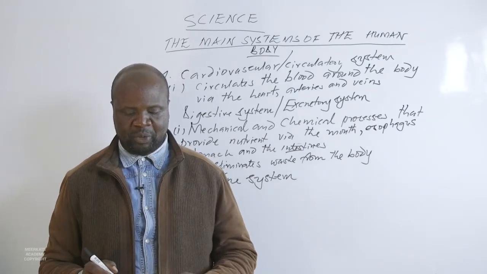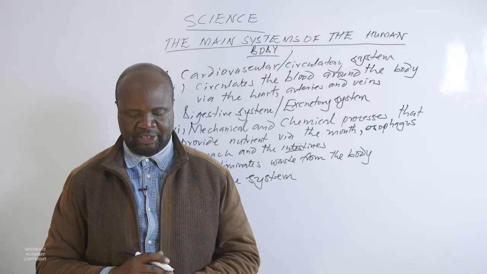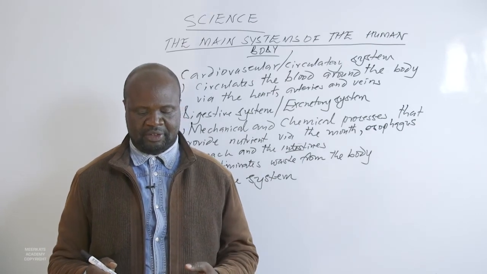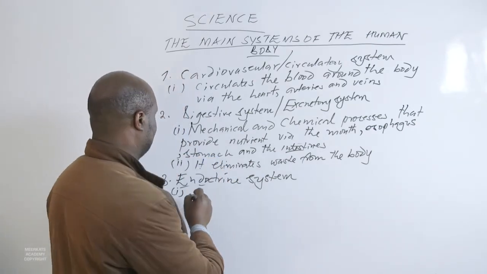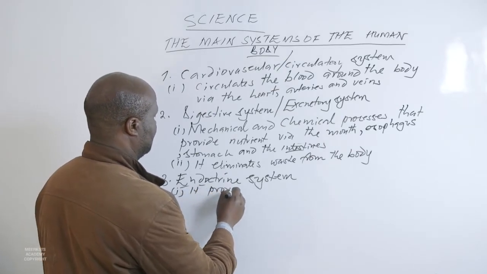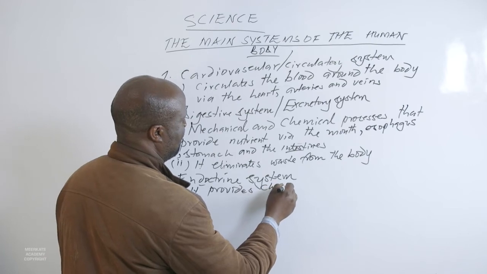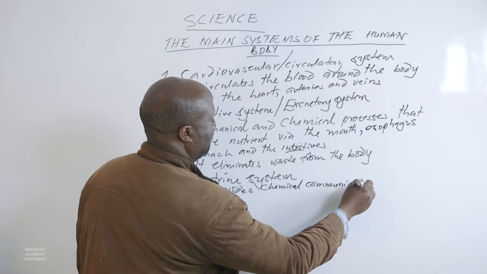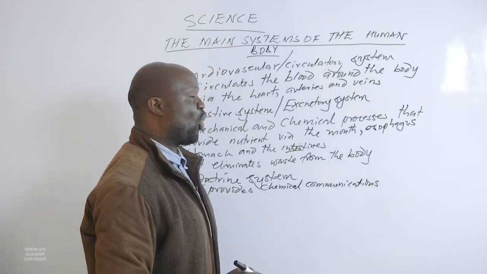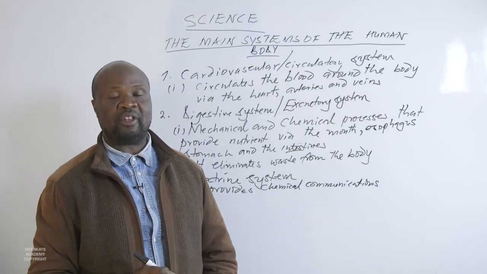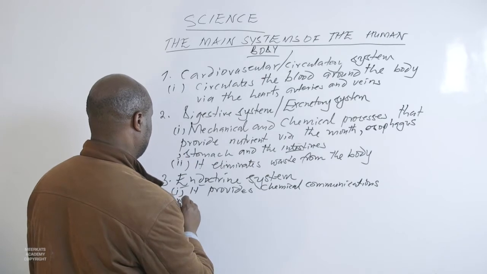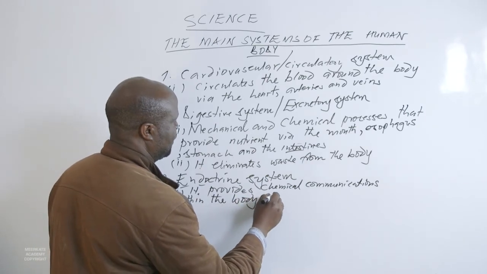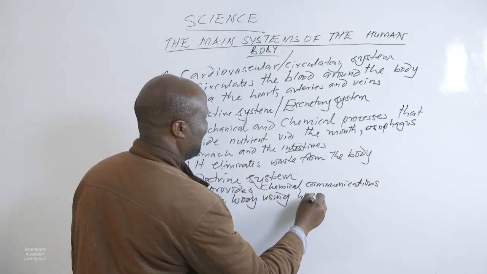We are saying the endocrine system provides chemical communication within the body using hormones. So the endocrine system provides chemical communication. It provides chemical communication within the body using hormones.